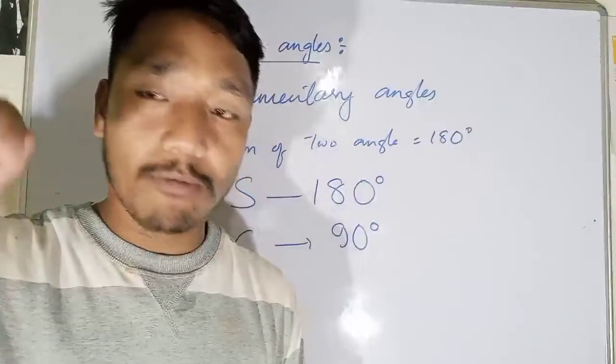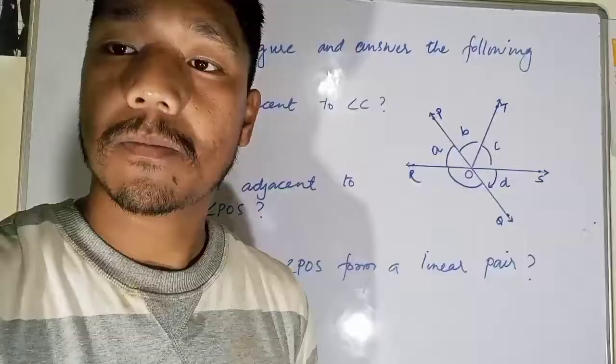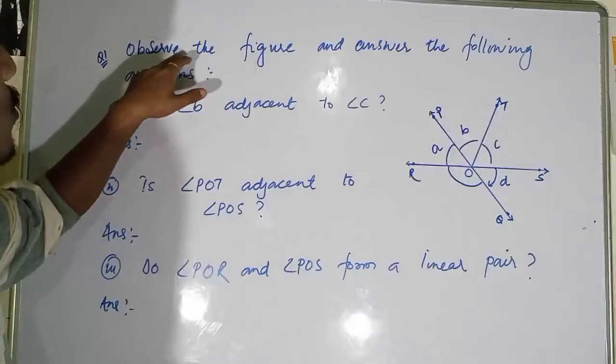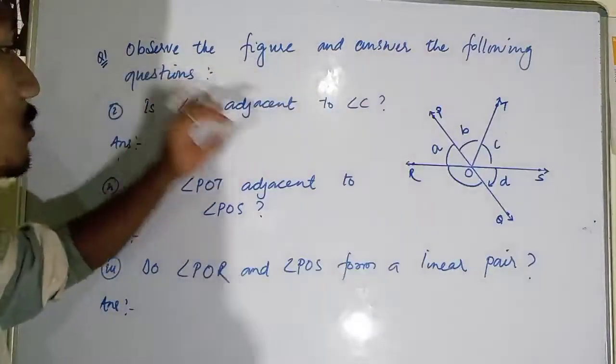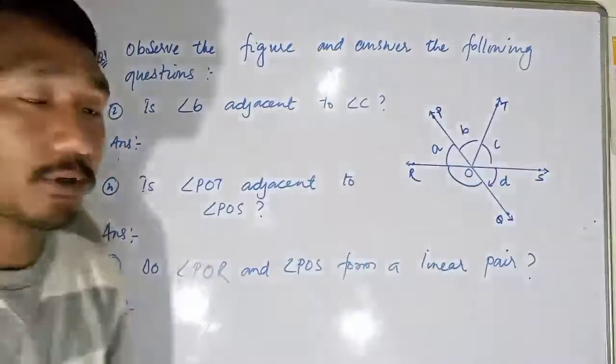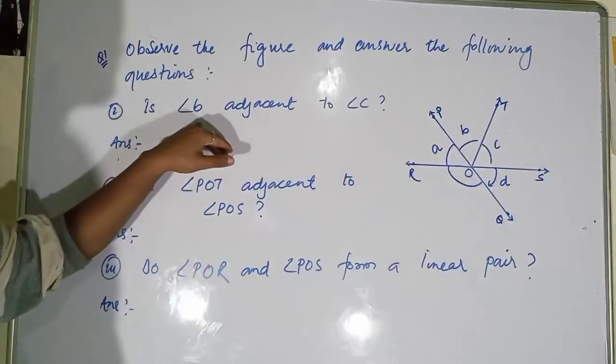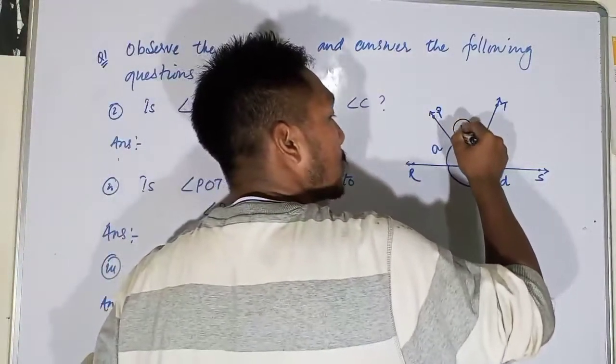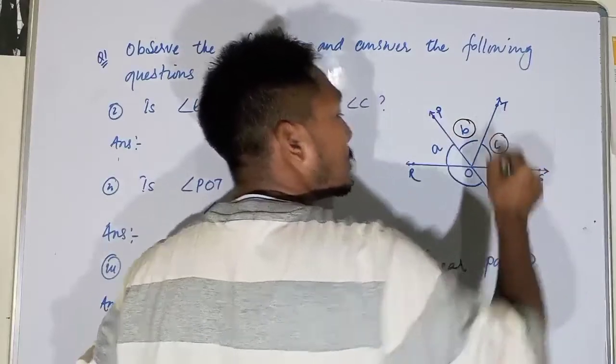Okay, let's try to solve one question. Let's see this question. It is question number 1. Observe the figures and answer the following questions. This is your figure. The first question is: is angle B adjacent to angle C? Where is angle B? This is our angle B, and this is our angle C, right?